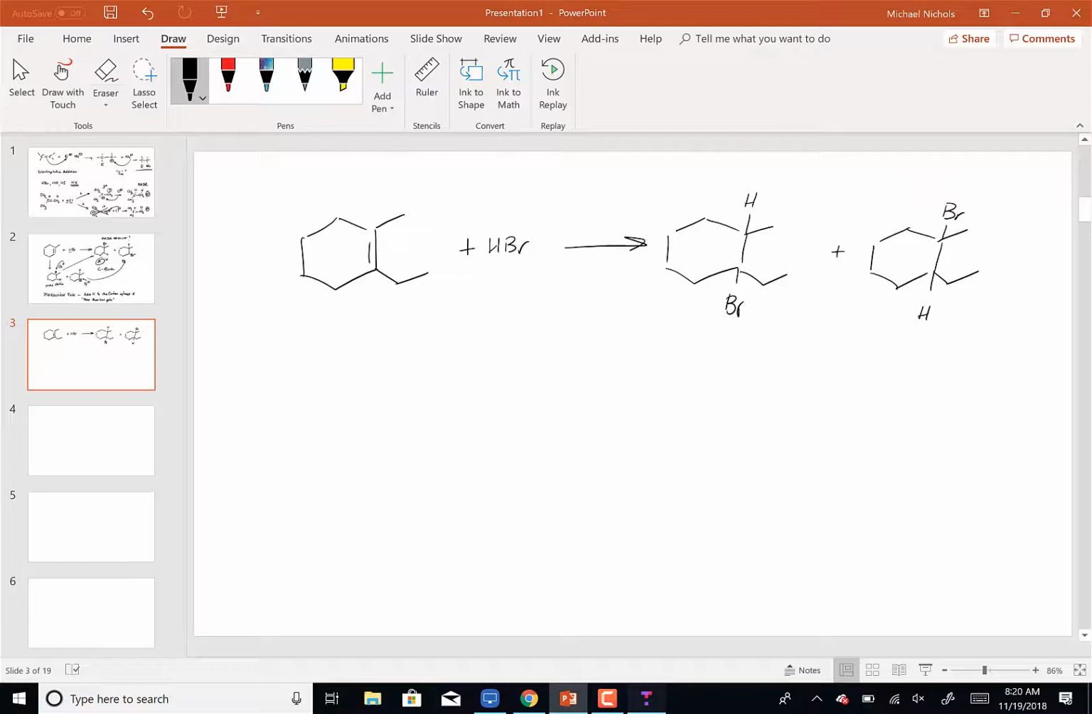And in this case, this is an unsymmetrical alkene. So that's an unsymmetrical alkene. So in this case, we would get a 50-50 mixture. And what that means is they're both a major product. And you could go through and write the mechanism for each one.